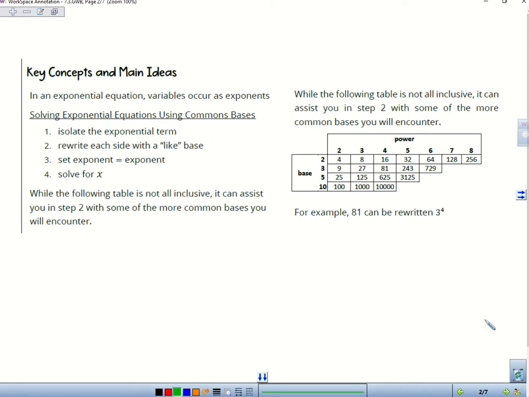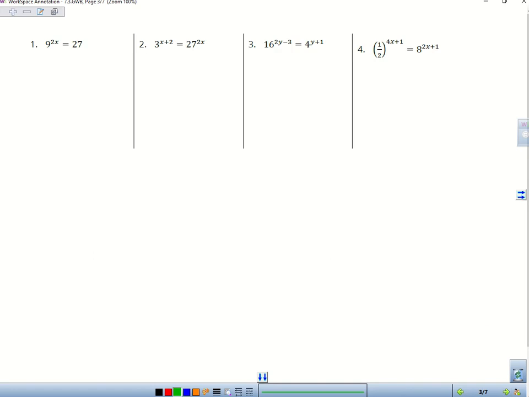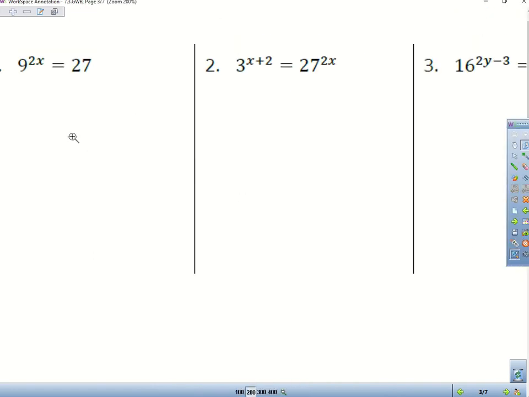So I also provided you a table of common bases. For example, 81 can be rewritten as 3 to the 4th power, 27 can be rewritten as 3 to the 3rd power, and so on. So that's what we're going to be basing it off today. The best way for me to show you is to just do an example with you.